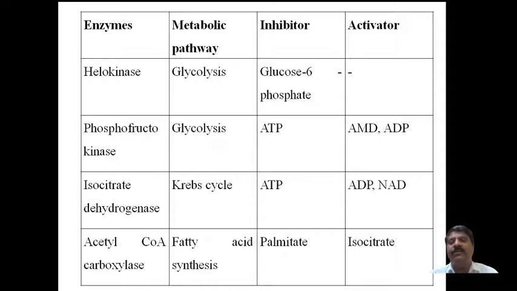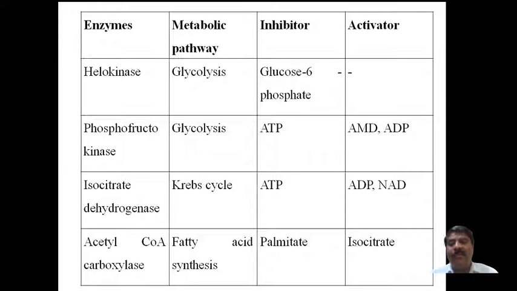Then the third one, isocitrate dehydrogenase. It is present in the Krebs cycle, and ATP acts as an inhibitor, while ADP, adenosine diphosphate, and NAD act as activators. They enhance the rate of the reaction, but ATP decreases or inhibits the rate of the reaction.